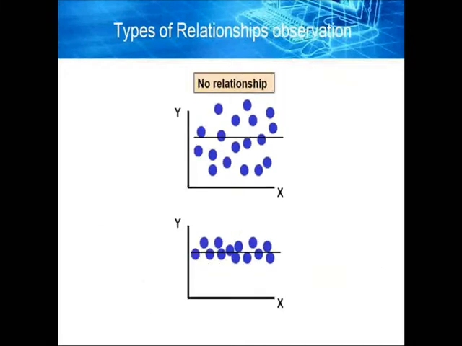One more, if there is no relationship between them, then we can observe such a type of graph. As we increase the value of the independent variable, there is no effect of that change on the dependent variable. So a constant value is obtained. So the line and these data points do not indicate any relationship between X and Y.